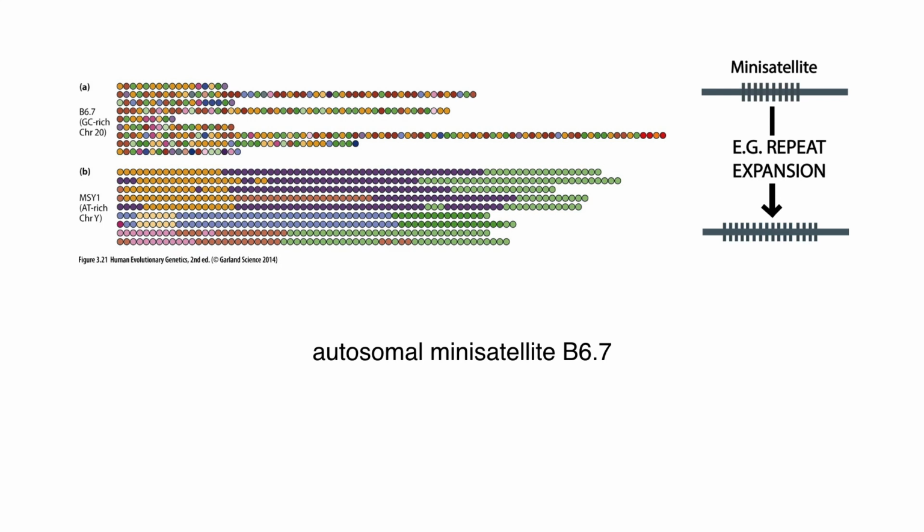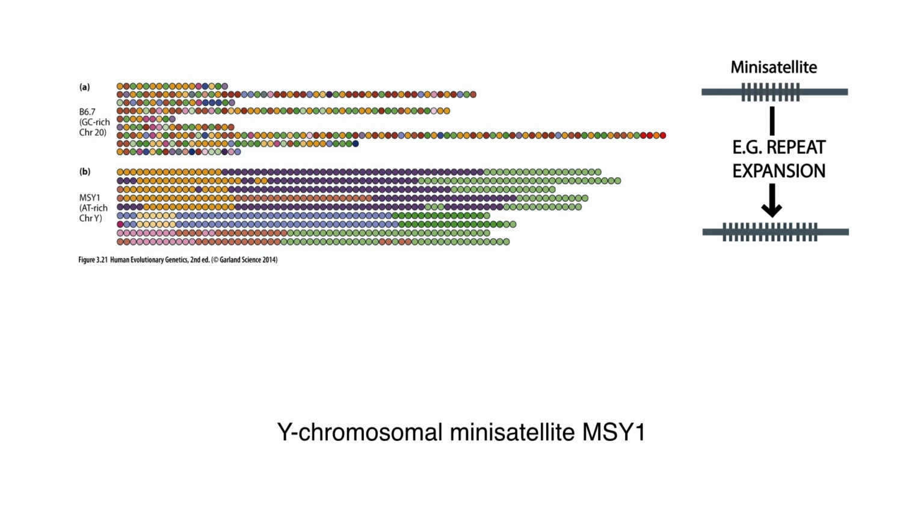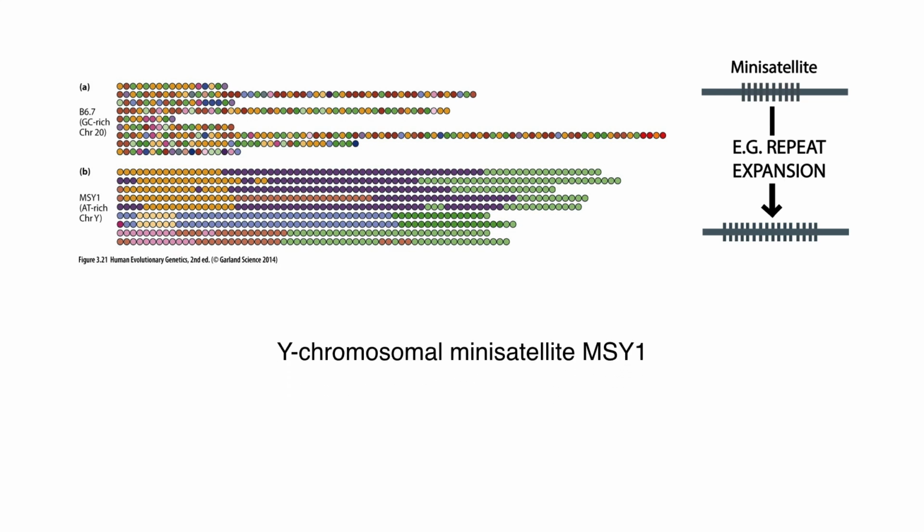One, an autosomal mini-satellite B6.7, an interspersed pattern. Each different colored circle represents a sequence variant with a 34 base pair repeat unit. On the other hand, we see the Y-chromosomal mini-satellite MSY1, which shows block-like patterns. Each different colored circle represents a sequence variant on a 25 base pair repeat unit.